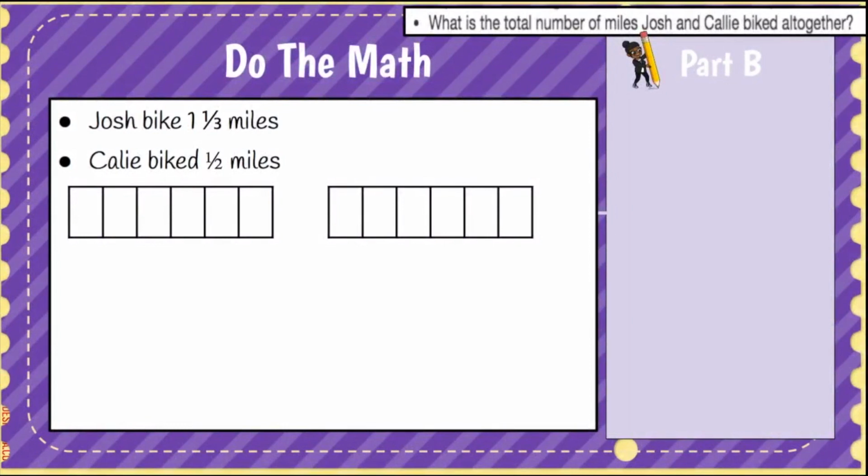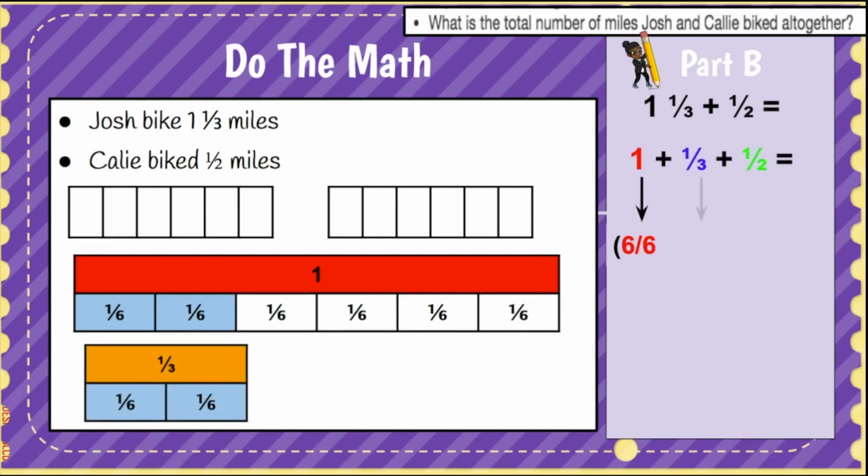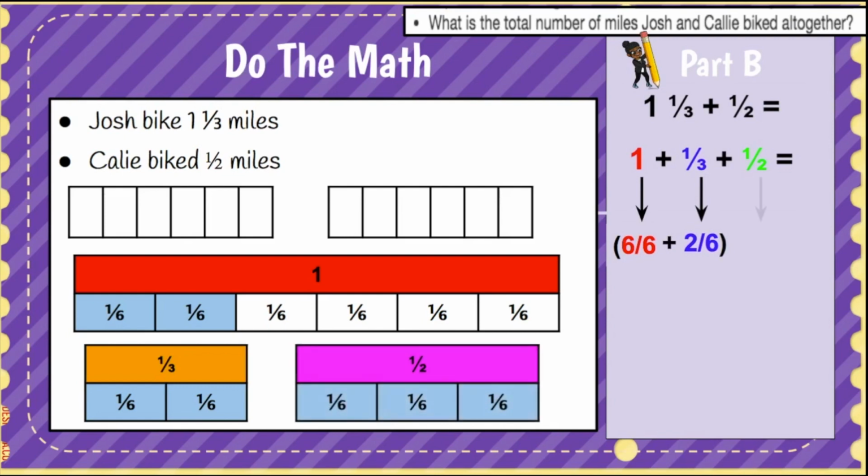Part B says, what is the total miles Josh and Callie biked all together? So I know I can add the miles together. To add, we must have like denominators. I use the same equivalent fractions from Part A. 1 whole is equivalent to 6/6. 1/3 is equivalent to 2/6. And 1/2 is equivalent to 3/6.